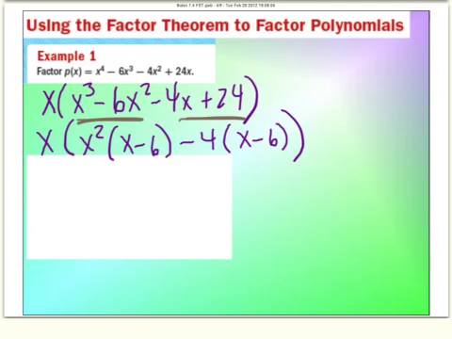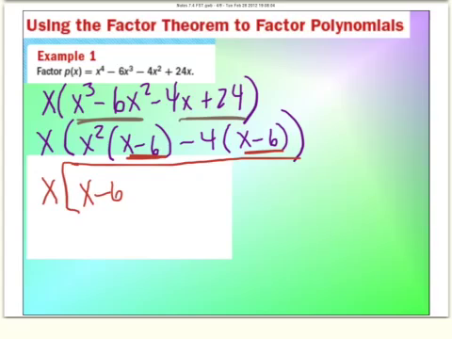Now, what we can do within this entire long component, I can actually factor out x minus 6 from both. So if I do that, I'm going to be left with this right here. That's the original x. I'm going to pull out the x minus 6. And then what's left over is the x squared minus 4. Okay.